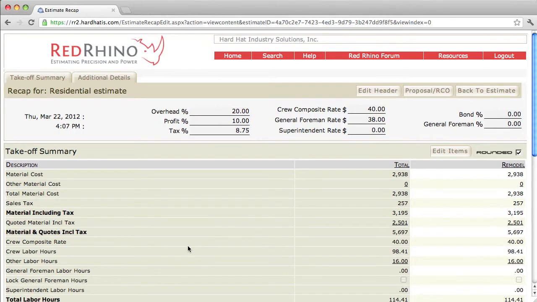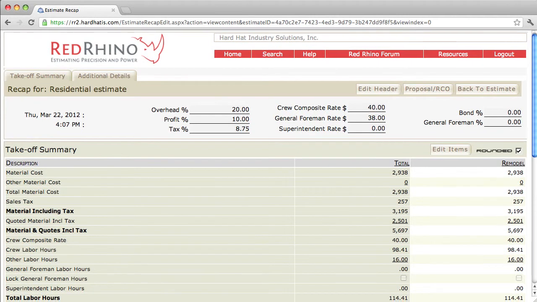When you've completed all of your input into the recap and into the estimate, then it's necessary to do a profit analysis. So Red Rhino shows you how much profit you have in your estimate. Keep in mind, again, the example we're using in the header up here is we set the overhead markup at 20% and 10% profit.